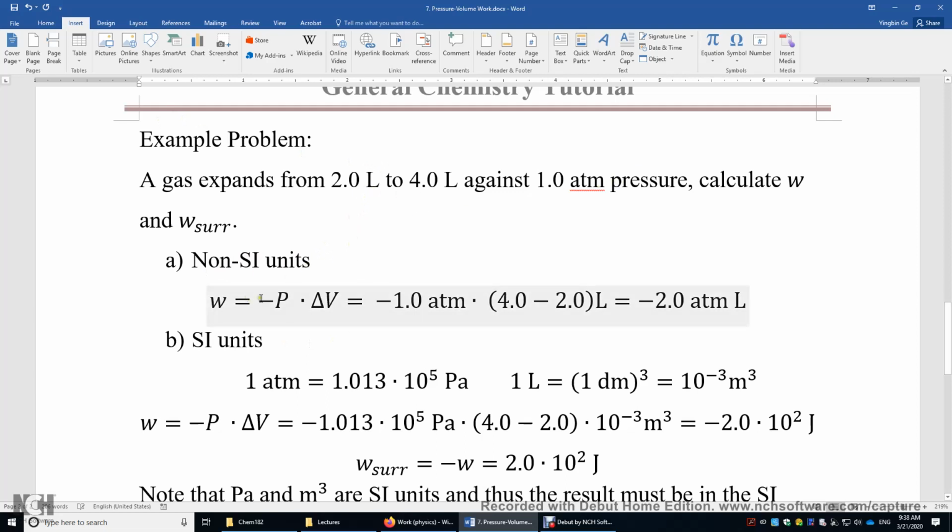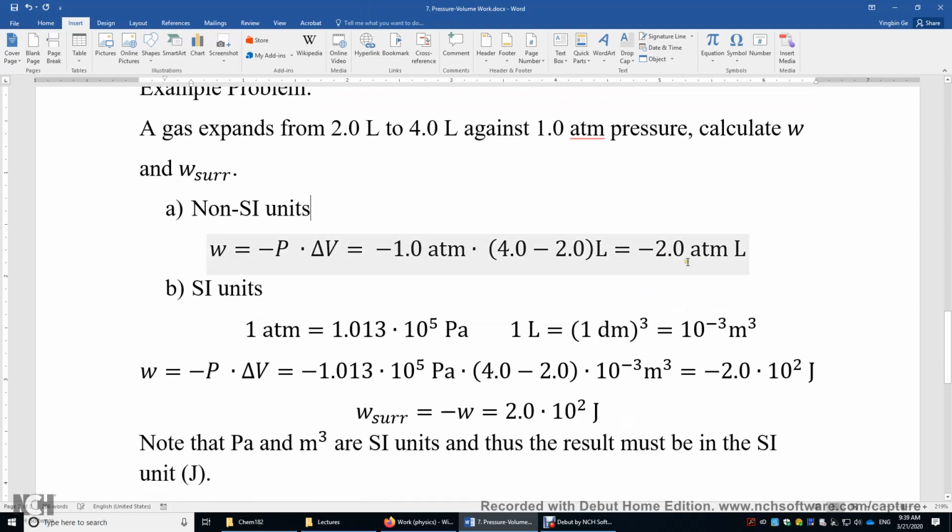So work is equal to negative P times delta V. We assume this P is equal to the external pressure, 1.0 atm. We plug in the value here, and then delta V is the change of the volume of the system. In this case, it's the final volume minus the initial volume. The result is very simple, negative 2.0 atm liters. However, neither atm nor liter is an SI unit.